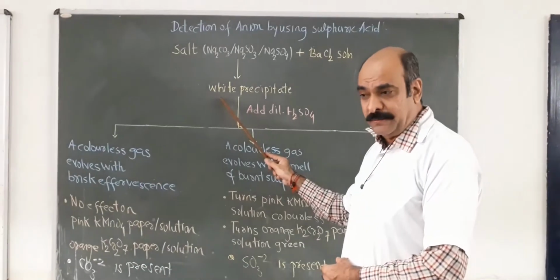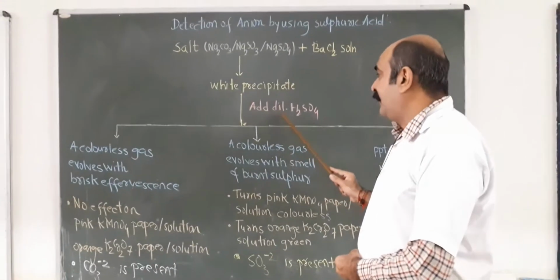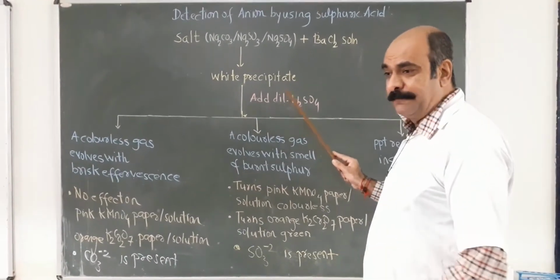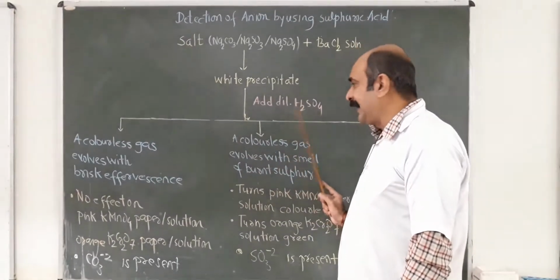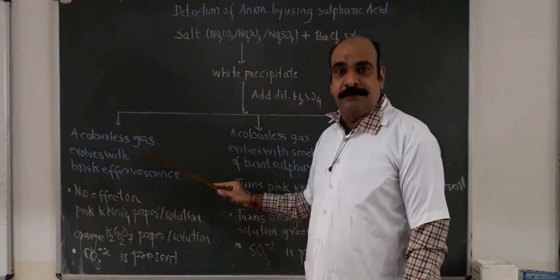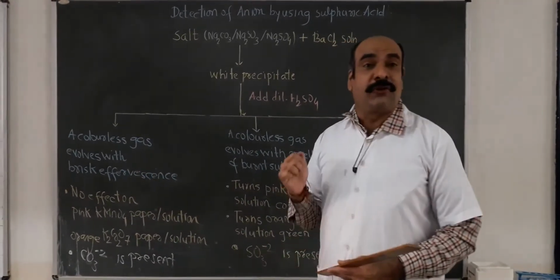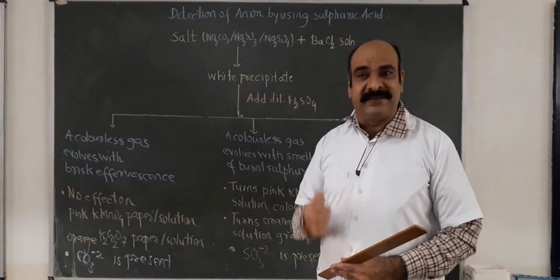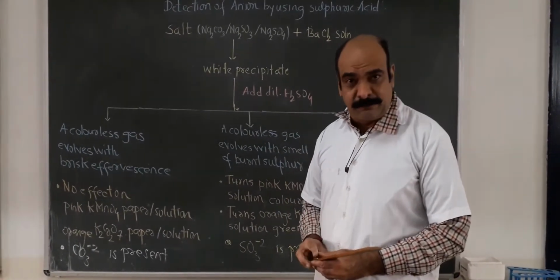precipitate of barium carbonate. And to that white precipitate of barium carbonate, when I add dilute sulfuric acid, as we know, carbonate salts when reacted with dilute acid release a colorless, odorless gas with brisk effervescence. Brisk effervescence means strong bubbling. You must have seen a fizzy drink. When we shake a fizzy drink, you observe that strong bubbles come.